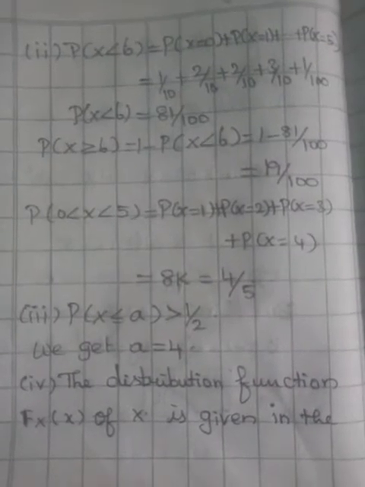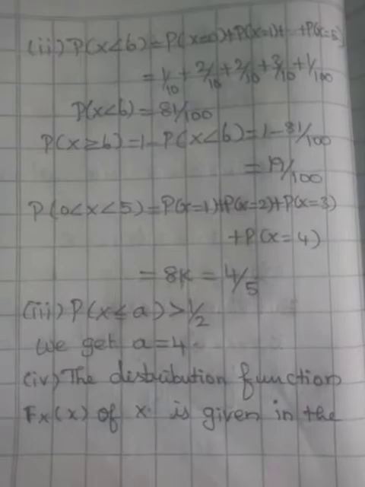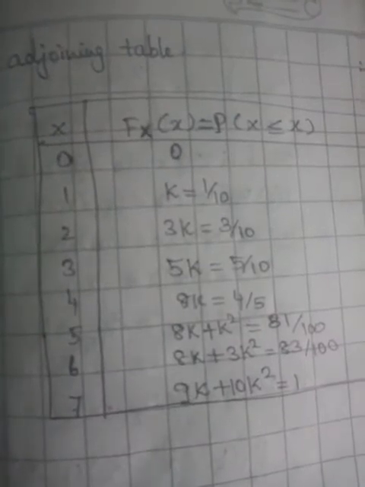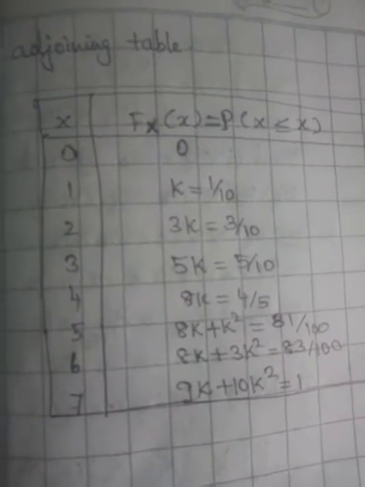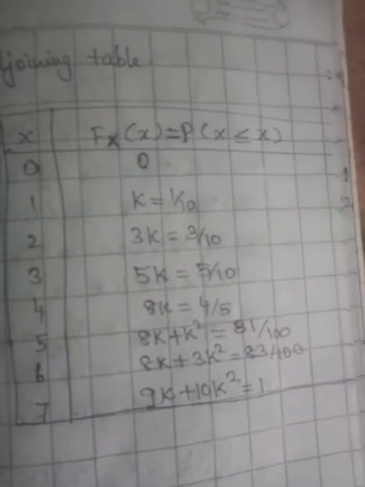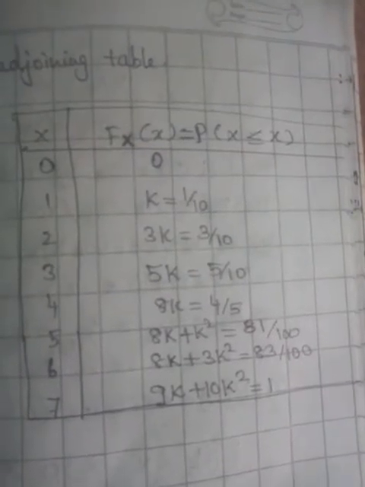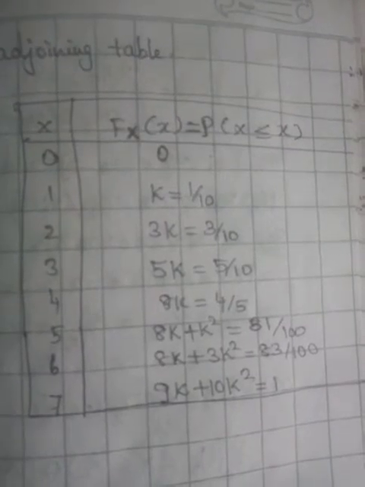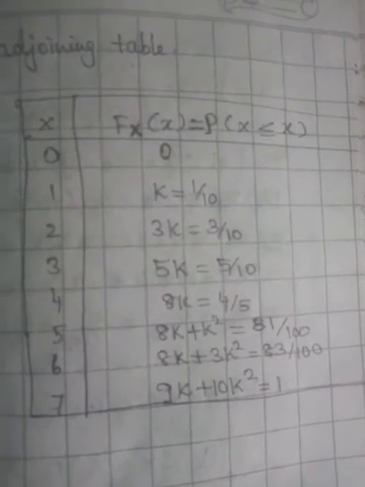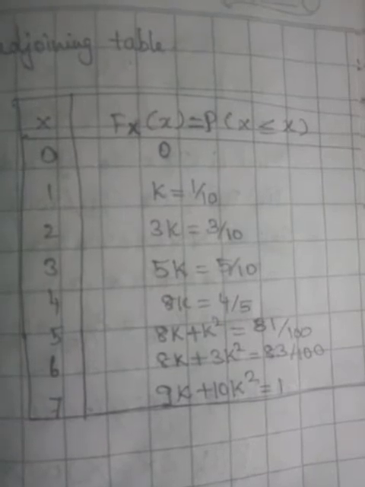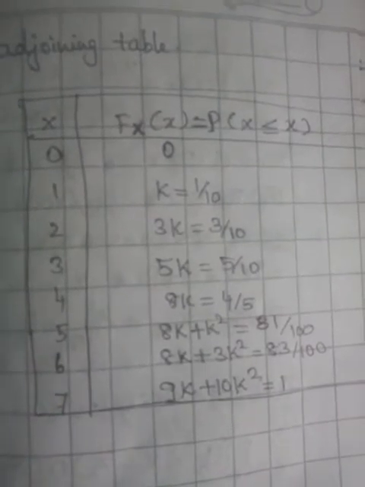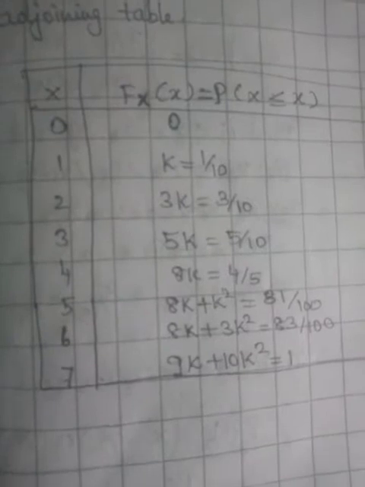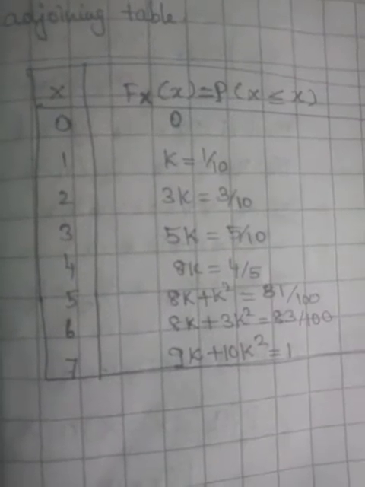Number 4, the distribution function F of x is given in the adjoining table. This is the table. X values 0, 1, 2, 3, 4, 5, 6, 7. F of x is equal to P of x is less than or equal to small x. First value is 0. Second one, k equal to 1 by 10. 3k equal to 3 by 10. 5k equal to 5 by 10. 8k equal to 4 by 5.